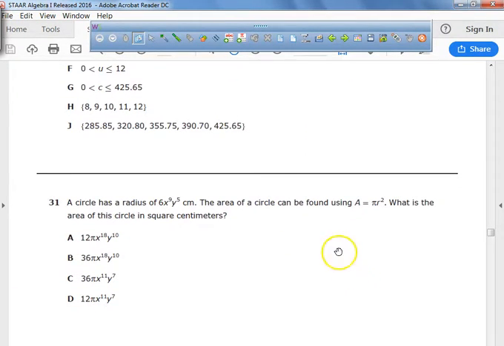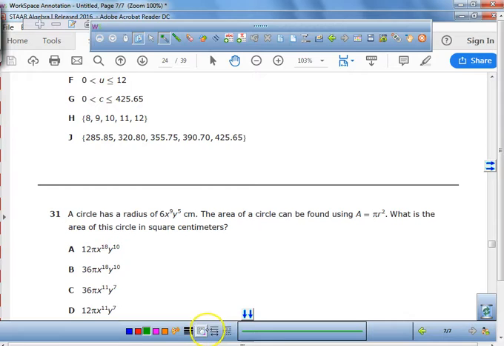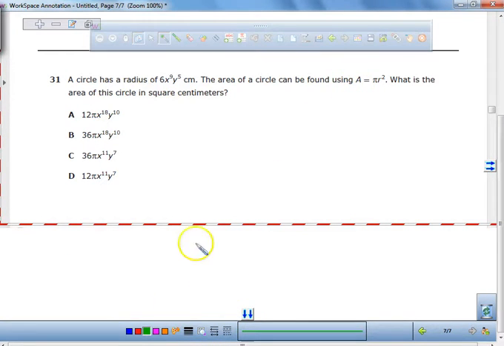Okay, here we go. Number 31. Now they gave you a formula here. It says a circle has a radius of this amount. The area of a circle is always pi times the radius squared. It says, what is the area of this circle in square centimeters? By the way, whenever they give you a formula, here's a hint. Use it. Whenever they give you a formula, use it.